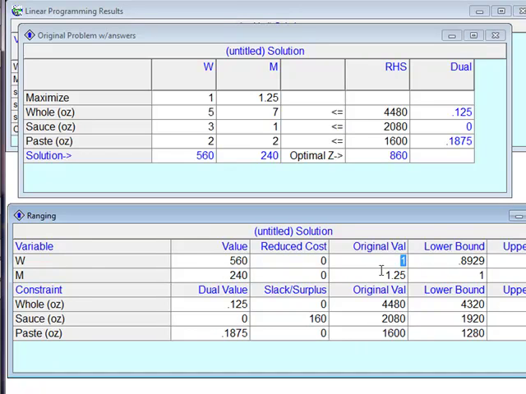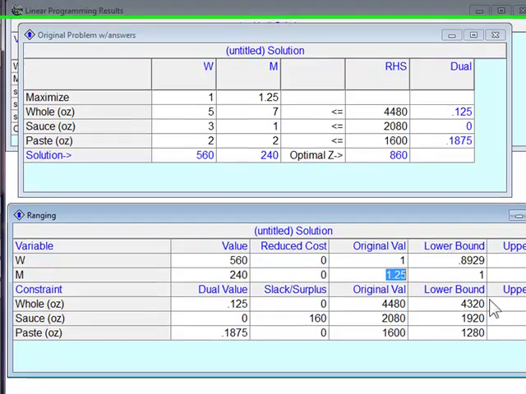But these, okay, I'm going to leave it at that.